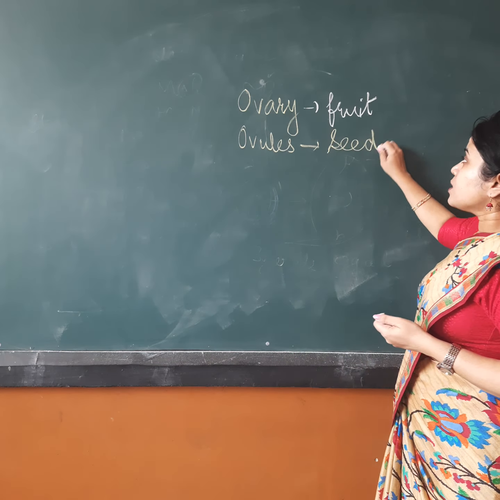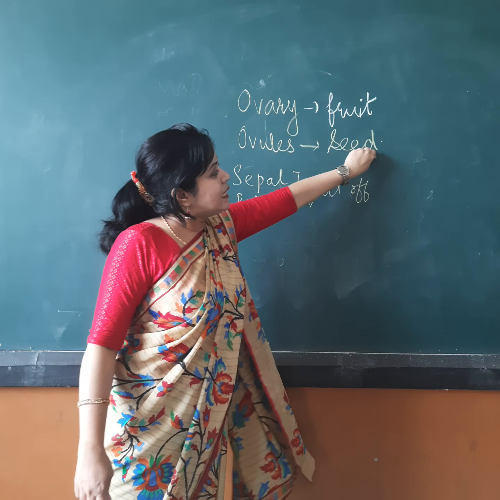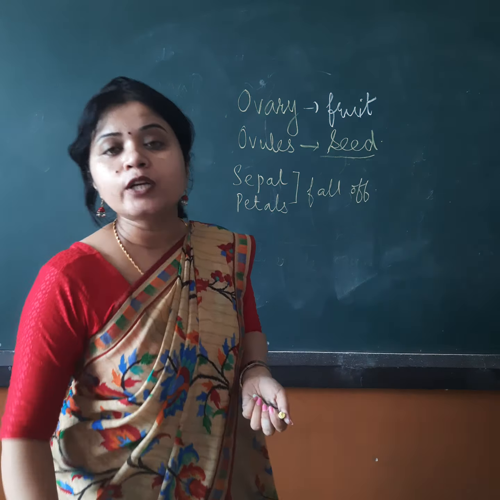Now what about the other parts of the plant? The sepals are there, the petals are there. All these parts get degenerated or fall off. So ovary develops into fruit, ovule develops into the seed because the seed is the one which is having the embryonic part of the plant. Embryonic part means the young part of the plant.